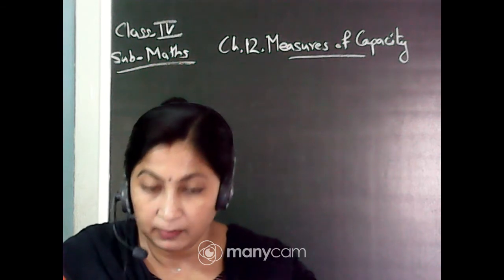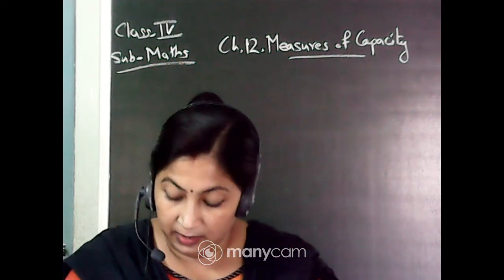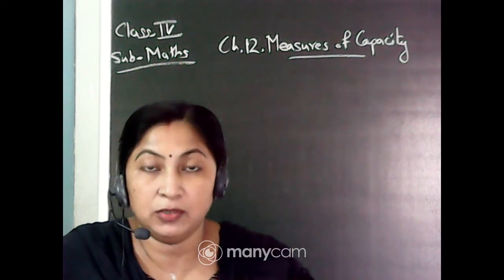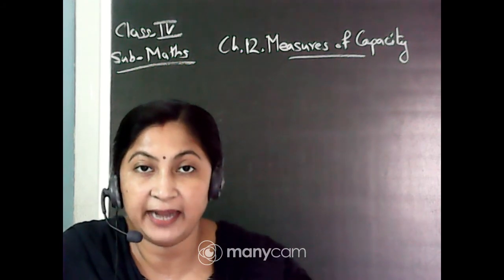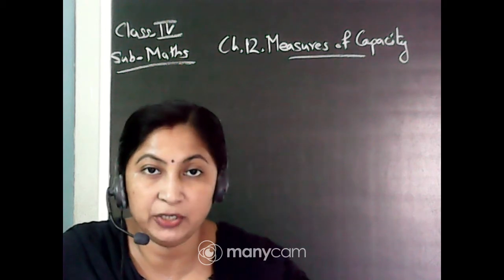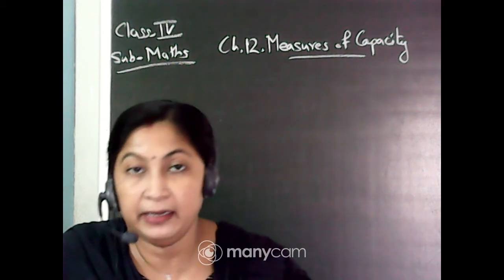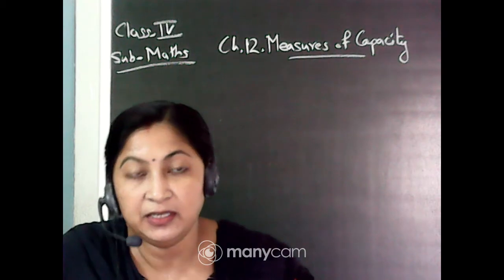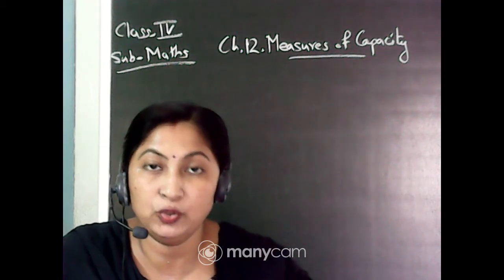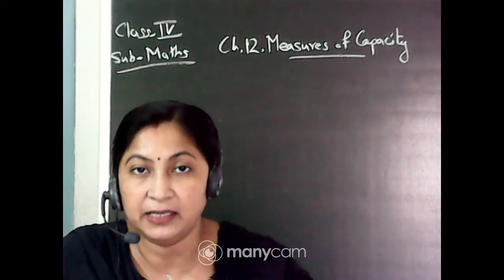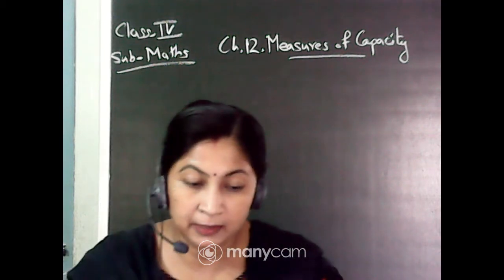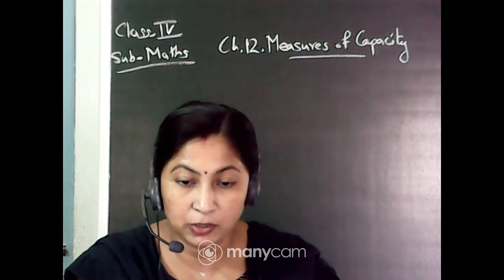As you know, we are taking liter as the standard unit, and then we are going to the higher units. It will be decaliter, hectoliter, and then kiloliter. These are the higher units, and when we are going to the lower units, it will be deciliter, centiliter, and milliliter. This we have already done, and I think you also know this.